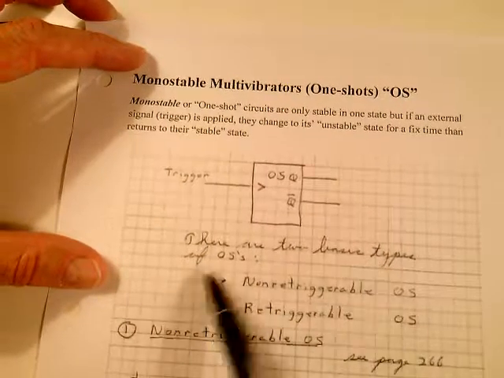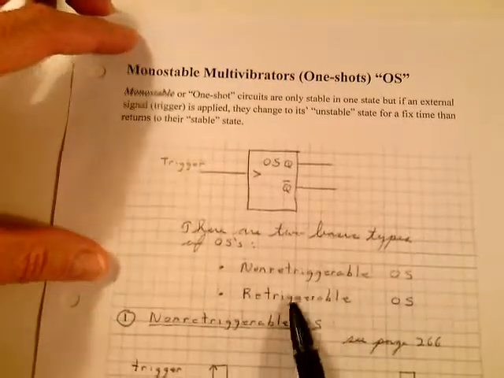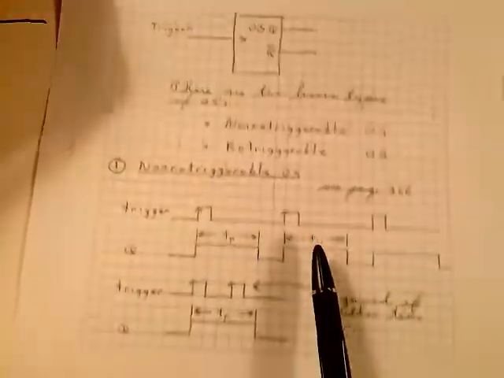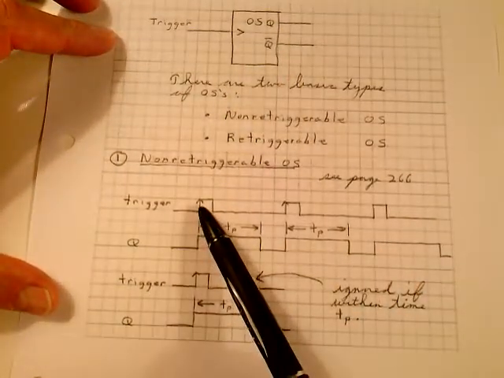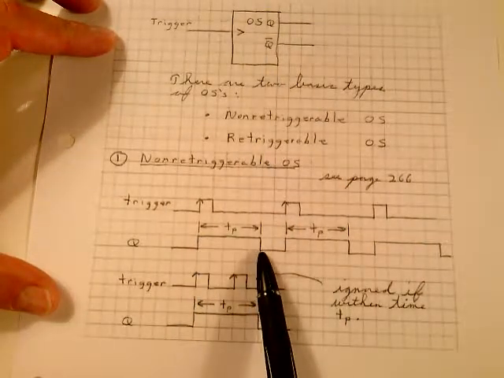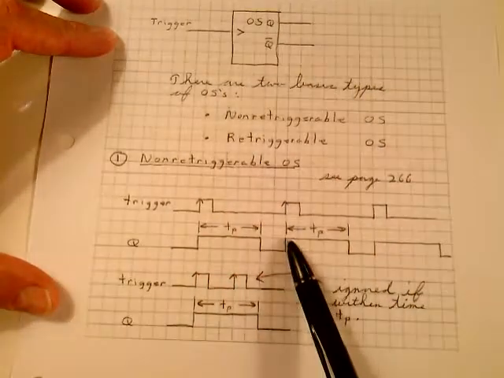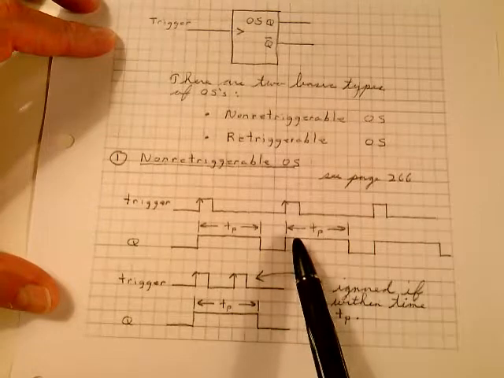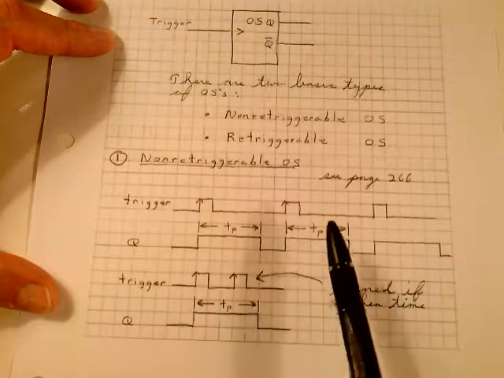There are two basic types of one-shots. There are non-retriggerable one-shots and there are retriggerable one-shots, and we're going to look at both of the two different types here. First of all, what do we mean by a non-retriggerable one-shot? In a non-retriggerable one-shot circuit, you have to look at this block diagram up above. The positive edge trigger comes and the Q output goes high. It goes high for a certain period of time and then it goes back to its stable state. If the trigger comes again, the output again goes high. It's unstable at that point for T sub P, and it goes back low again. You'll see how we can change this T sub P time, this pulse width, very shortly.